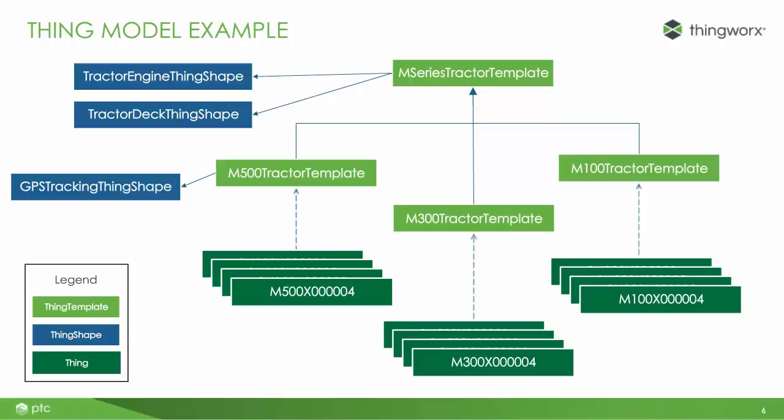And at any point in the future, if we wanted to add GPS tracking to, say, the M300 template, it would be just as easy as assigning it that shape, and it would automatically gain all of that functionality. And then, of course, the dark green on the bottom here are just the specific instances. Those would be the real tractors out in the world that are driving around and collecting data.